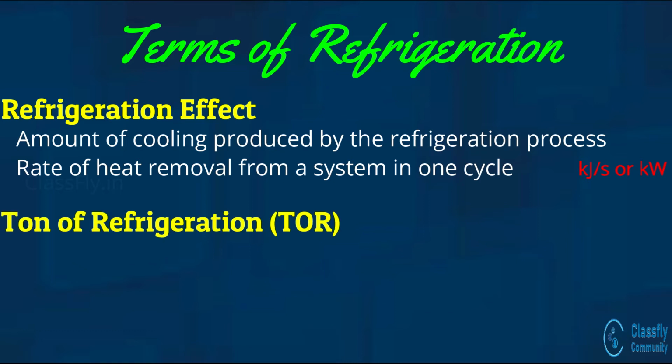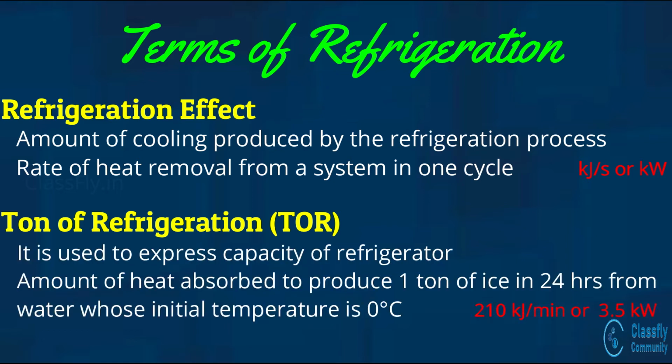Next, ton of refrigeration. Well, ton of refrigeration is usually used to express the capacity of a refrigerator. This is defined as the amount of heat absorbed in order to produce 1 ton of ice in 24 hours from water whose initial temperature is 0 degrees Celsius. Hence, 1 ton will be equal to 210 kilojoules per minute or 3.5 kilowatts.